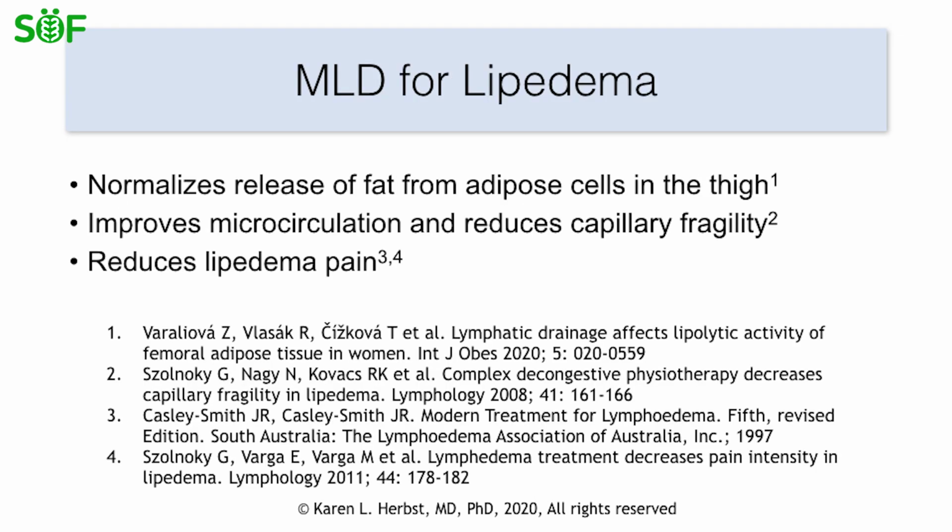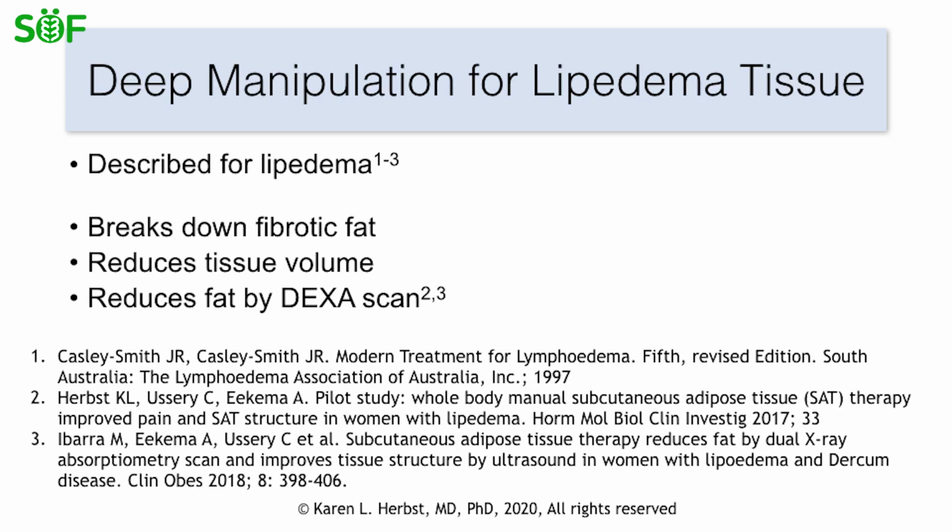So we know that the manual lymphatic drainage for lipedema actually allows fat cells to release their fat where before they could not. It improves circulation, it improves the small capillaries and makes them healthier, and it reduces lipedema pain. And we also know that deep manipulation for lipedema tissue has been described. It breaks down the fibrosis, it reduces tissue volume, and it reduces fat by the gold standard DEXA scan.